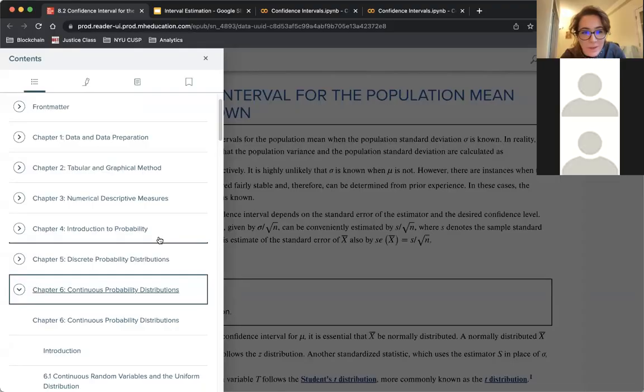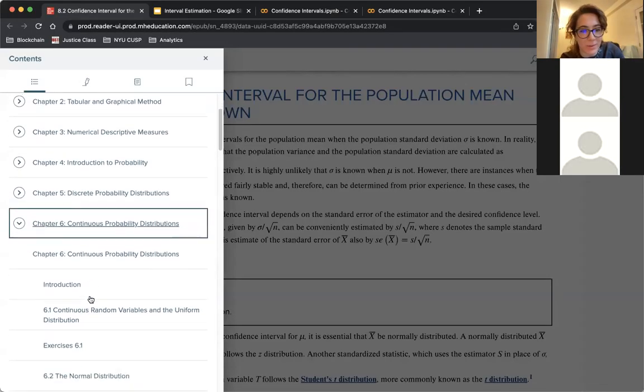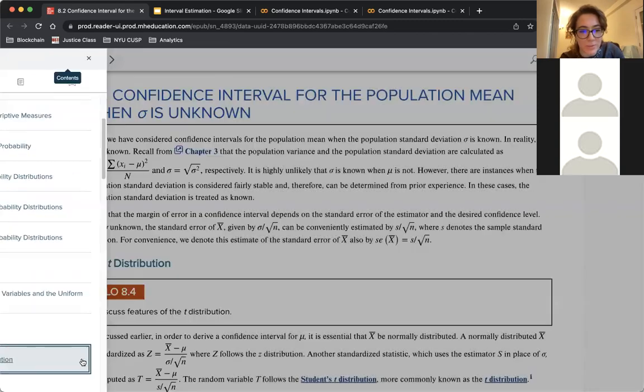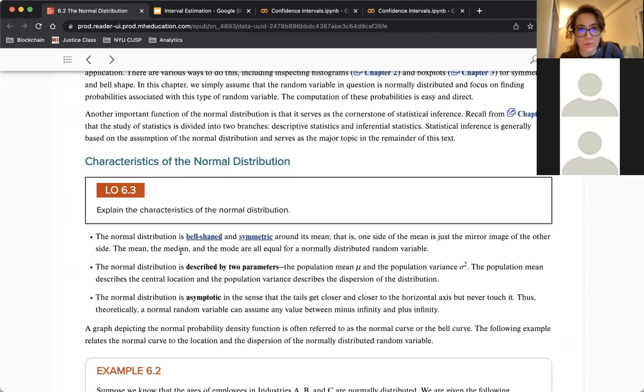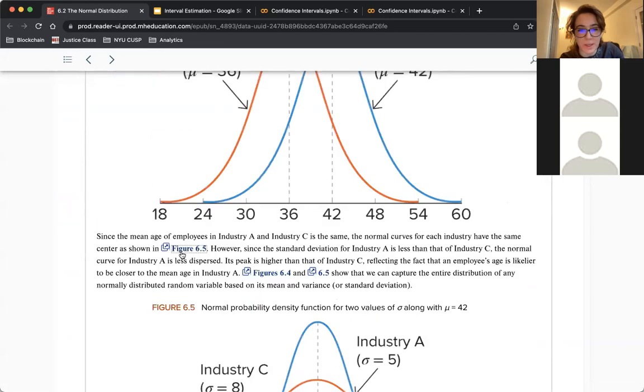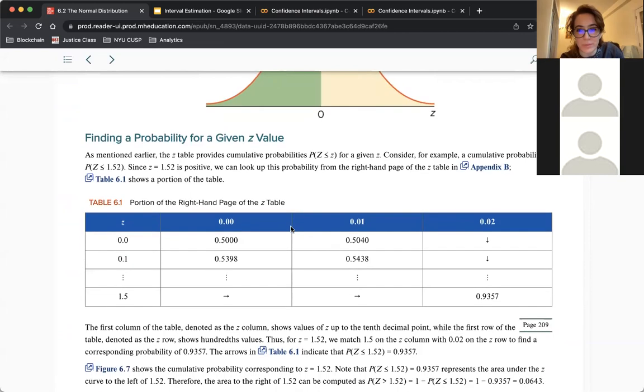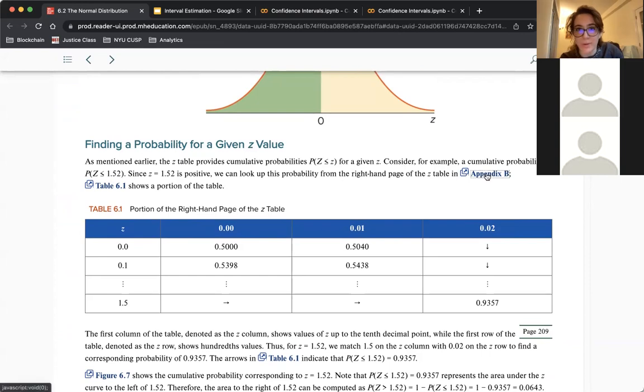And so I'll just show you, even just the way I'll navigate it is from chapter 6, when we were using the normal distribution, just so you can refer back to this, because I believe it also walks through how to use the Z table. And it links right here to Appendix B, which is where we have the Z table. And let me just open that whole thing up.